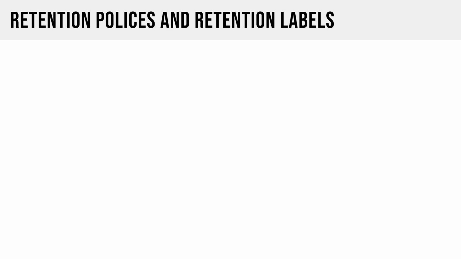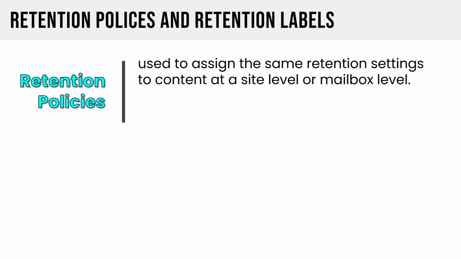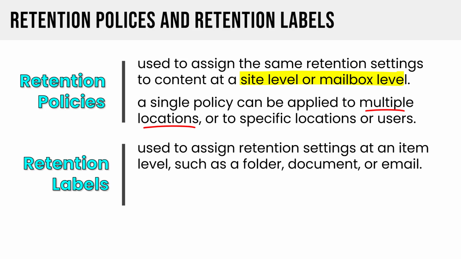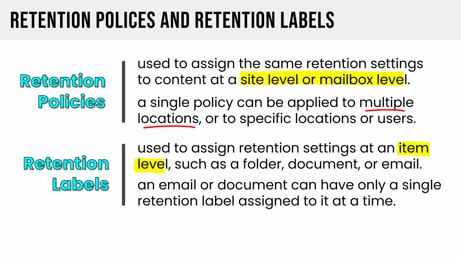So retention policies and retention labels may come up on the exam. So let's talk through the basics here. Retention policies are used to assign the same document retention settings to content at a site level or a mailbox level. And a single policy can be applied to multiple locations or to specific locations or users. Now, retention labels, on the other hand, are used to assign retention settings at an item level, like to a folder or a document or an email. And an email or document can have only a single retention label assigned to it at a time.